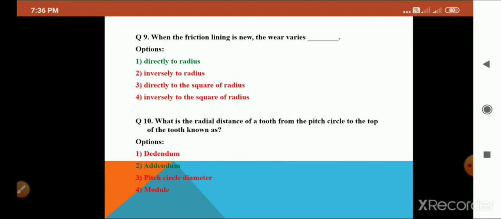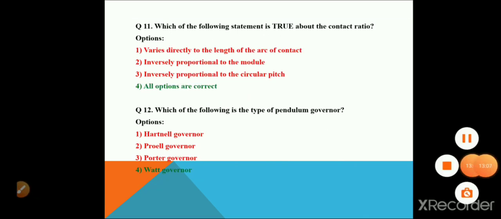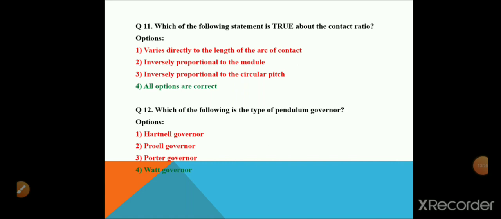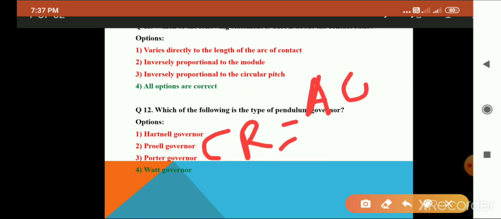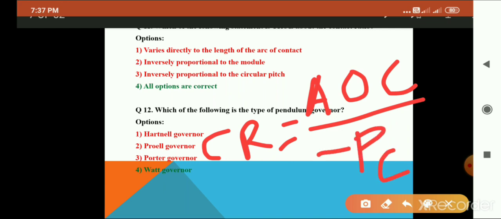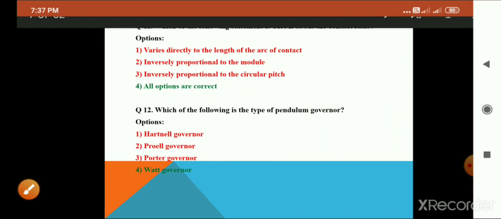Let's go to the next question. Which of the following statements is true about the contact ratio? Here contact ratio CR equals arc of contact divided by circular pitch, PC, and circular pitch equals m into pi. So from the expression we can say all the options are correct. Let's go to the next question.